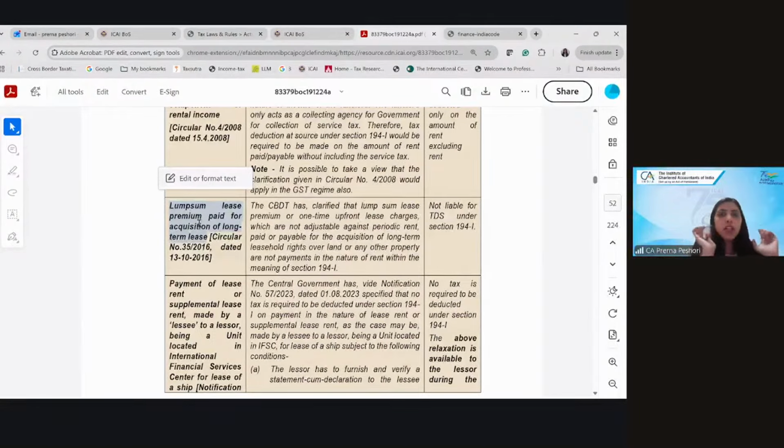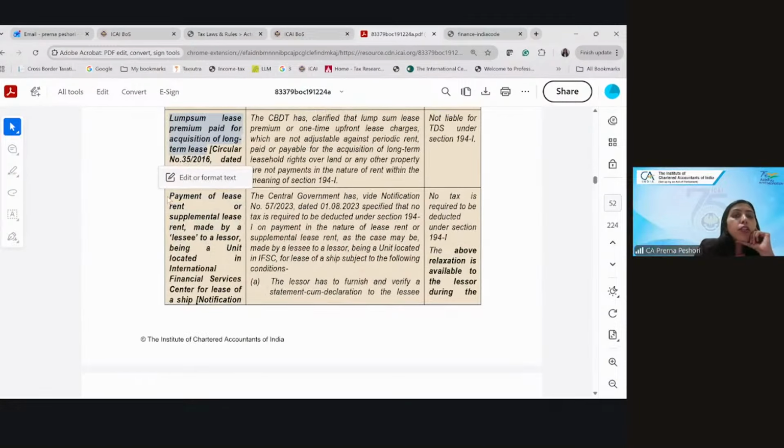Next is payment of lease rent or supplemental lease rent made by a lessee to a lessor, being a unit located in IFSC, for lease of a ship. Same thing as what was there for the lease of aircraft. If a unit of IFSC is leasing the ship or an aircraft and the rent is paid to them for the 10 assessment years when it is claiming the exemption under 80LA and it furnishes the declaration to the lessee, in those cases there will not be any TDS under 194I. So the same thing for the aircraft is applicable over here. Fine.